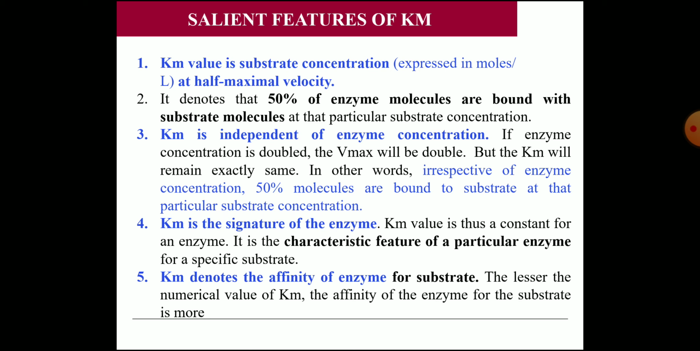So we can identify the enzyme by seeing the Km. So Km denotes the affinity of the enzyme for the substrate. That is another importance. The lesser the numerical value of Km, the more the affinity of the enzyme for the substrate. So whenever there is low Km, the affinity of the enzyme for the substrate is more. Whenever there is high Km, then the affinity of the substrate is less. High Km, low affinity; low Km, high affinity.